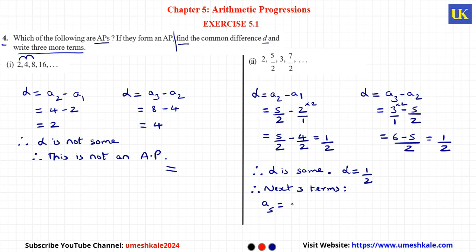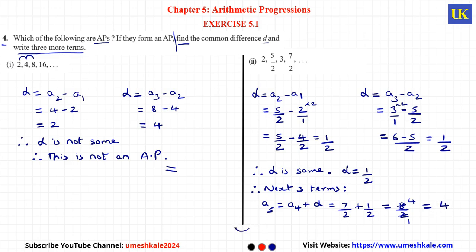Now to find A5 we need to take the A4 term and add D to it. So A4 is how much? A4 is 7 by 2, and to that we need to add D, which is 1 by 2. Okay, the denominator is the same, so directly add the numerators. It will become 8 by 2, and we can further simplify this. 2 fours are 8, so A5 is 4.